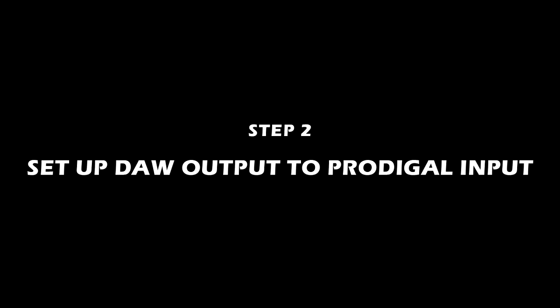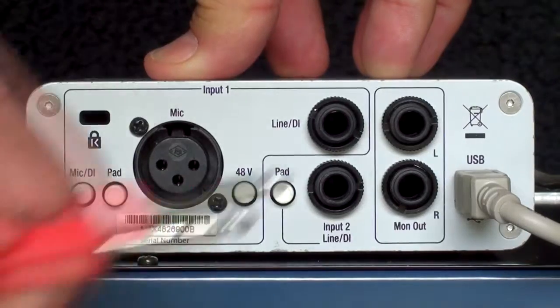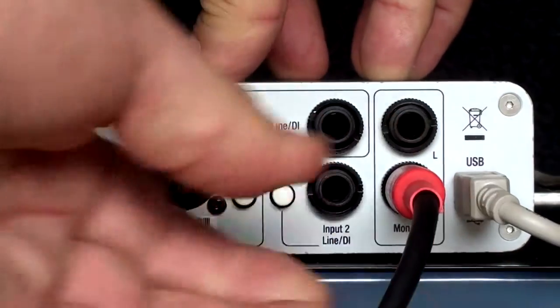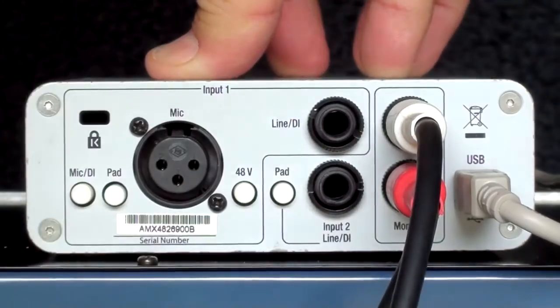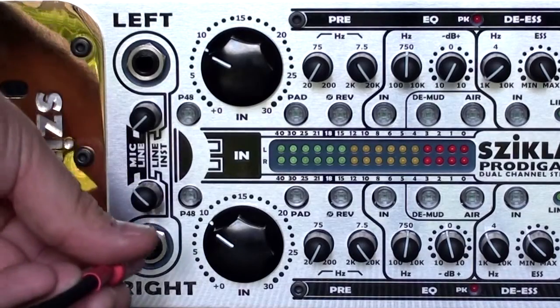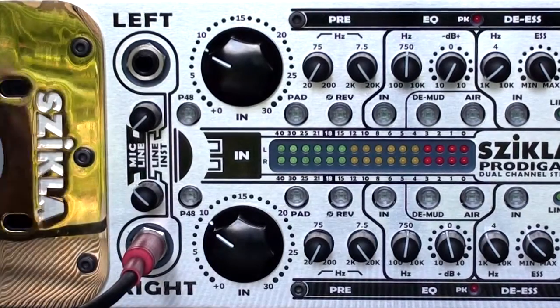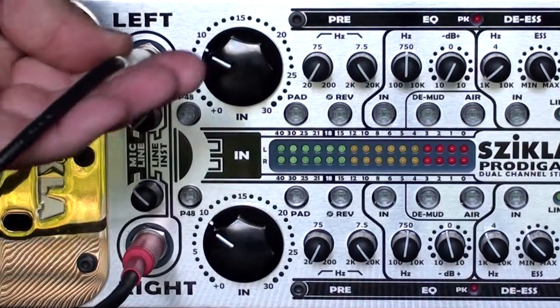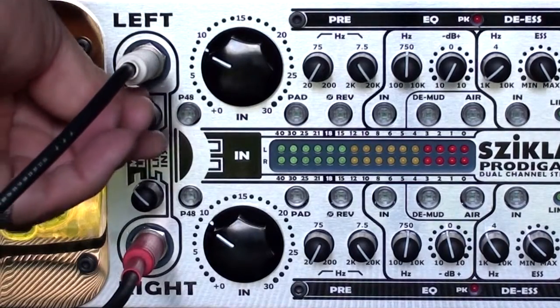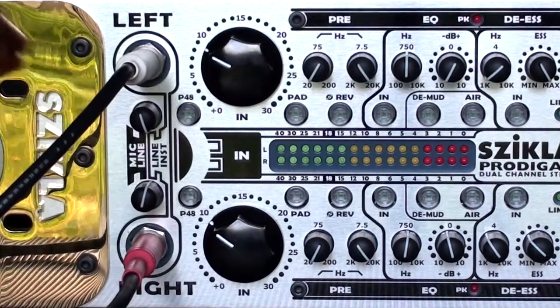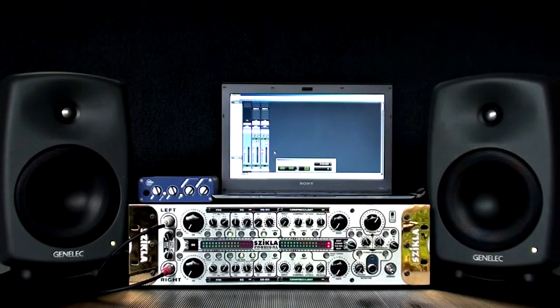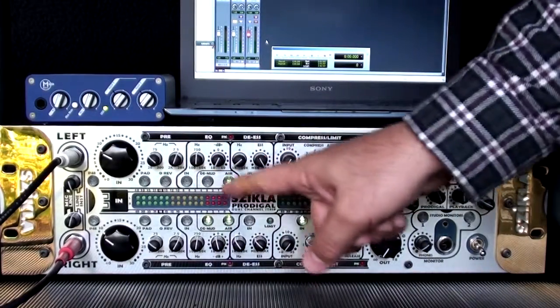Step 2. Set up DAW output to Prodigal input. Connect the left and right line outputs from your DAW to either the front or rear Prodigal channel strip inputs. Today we will use the front TRS inputs for convenience. Then switch those inputs to line. Avoid using microphone level when patching between devices. Always use line level.